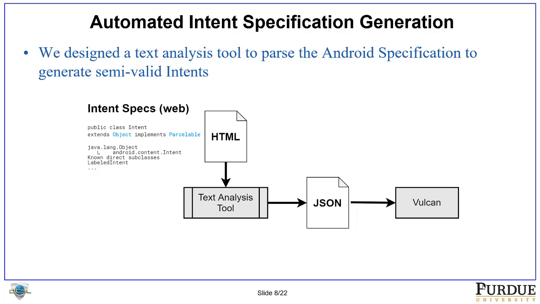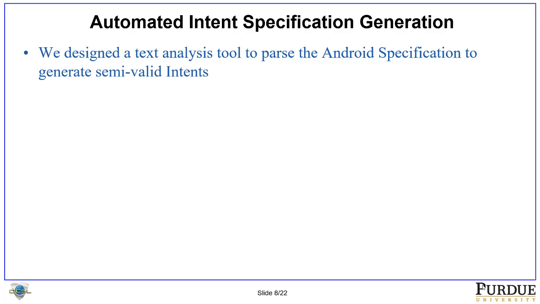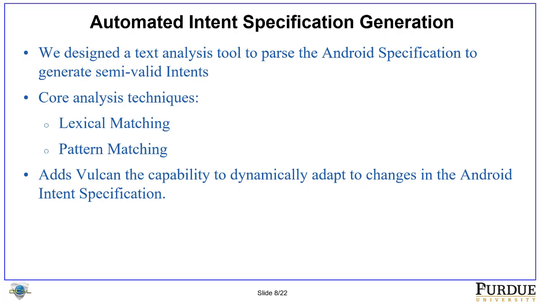In order to parse the Android specification, we mainly rely on two core analysis techniques, lexical matching and pattern matching. Basically, with this feature, not only can Vulcan generate intents following the specification, but we can also adapt to changes in the Android intent specification.